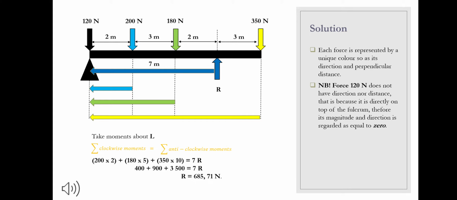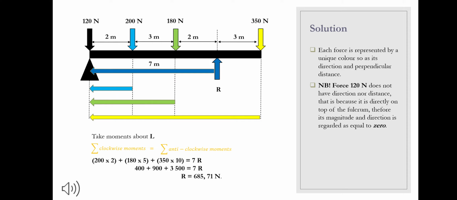Doing this, you will notice that the very same 120 newtons force is now on top of the fulcrum. Since this is the case, the perpendicular distance of this force is now 0. Therefore at this point we do not have a moment of this force. Also note that all forces are represented by different colors. This is to help you understand each force's perpendicular distance to the fulcrum. Let us start with the 200 newtons force, which is closer to the fulcrum, to determine its moment and direction.